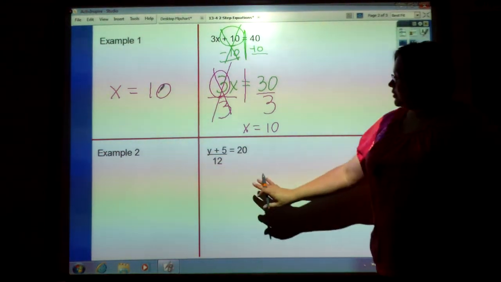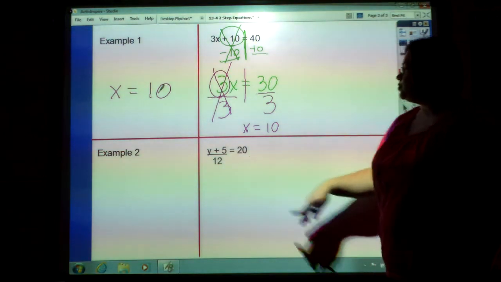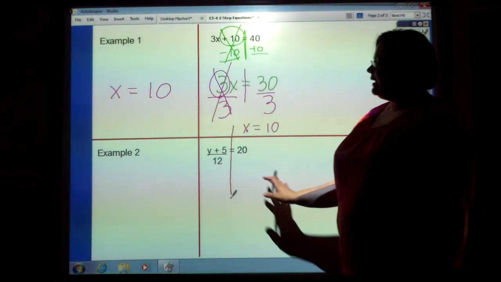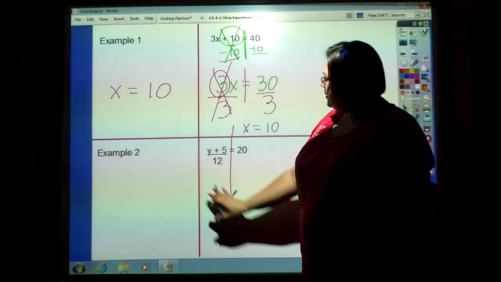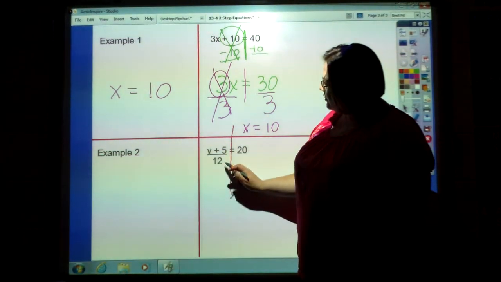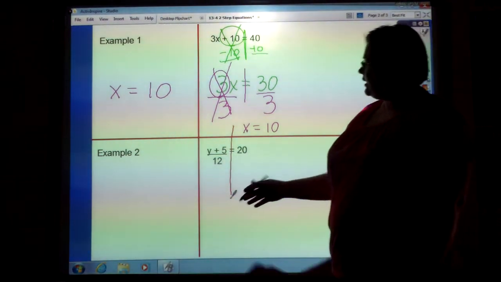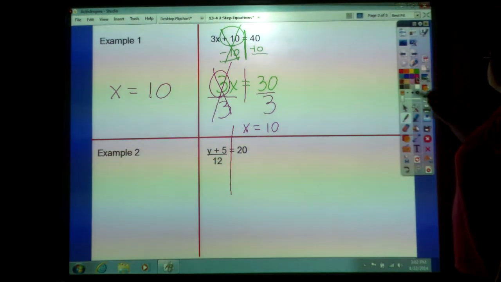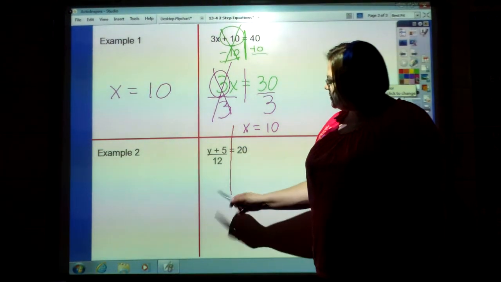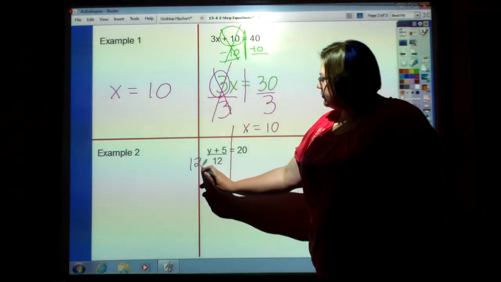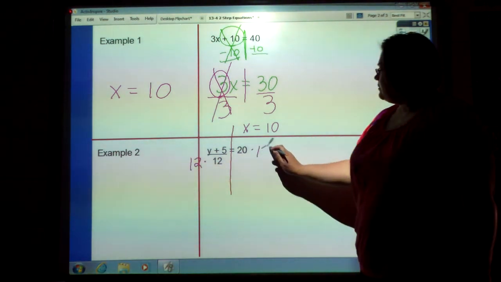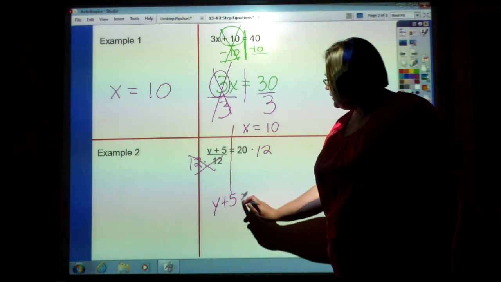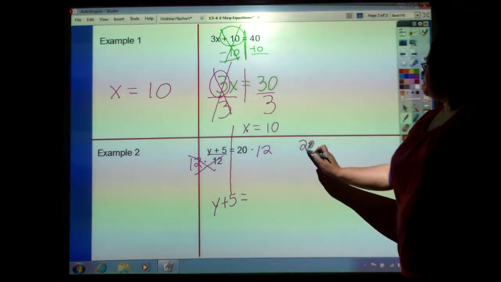Okay, looking at the next example, you have y plus 5 divided by 12 equals 20. So first, we divide our equation in half. We have two sides of the equal sign. We have a y plus 5 here and a 12 here. So we're going to pick the number that's kind of separate from the letter, which is the 12, and get rid of that. Since we have division, remember our fraction is division, we need to multiply by 12 to get rid of that over here. We do the same thing over here. That cancels out. You're left with y plus 5 equals 20 times 12.